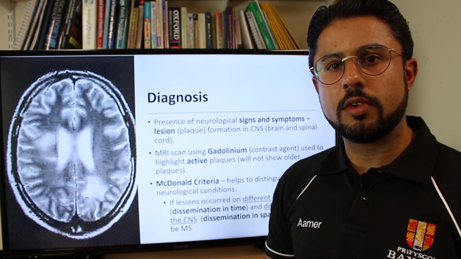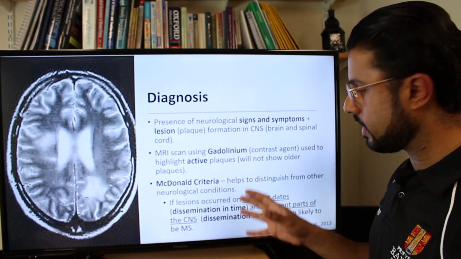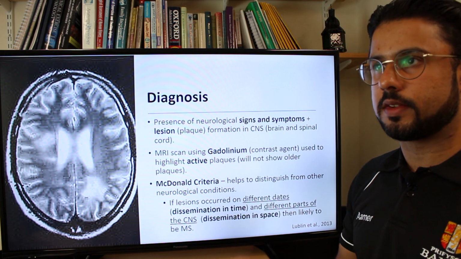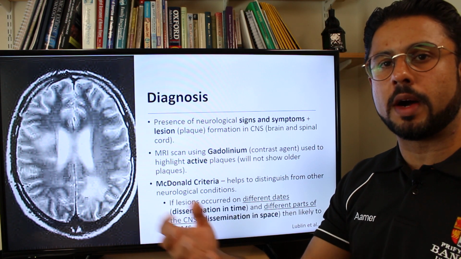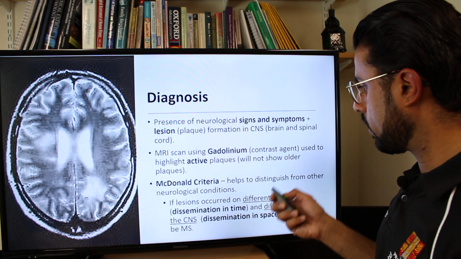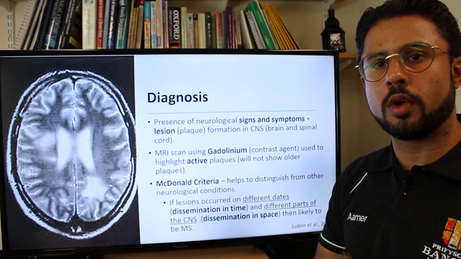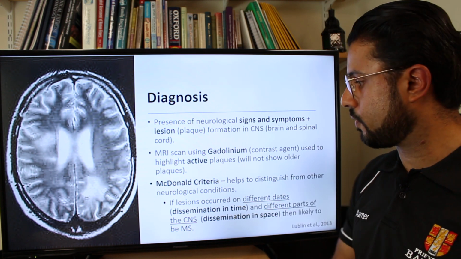The criteria that is used to actually determine whether MS is MS and not a stroke or migraine. So to distinguish it from other conditions, you would actually use the McDonald criteria, which was introduced in 2001 and has been updated or revised a few times since.